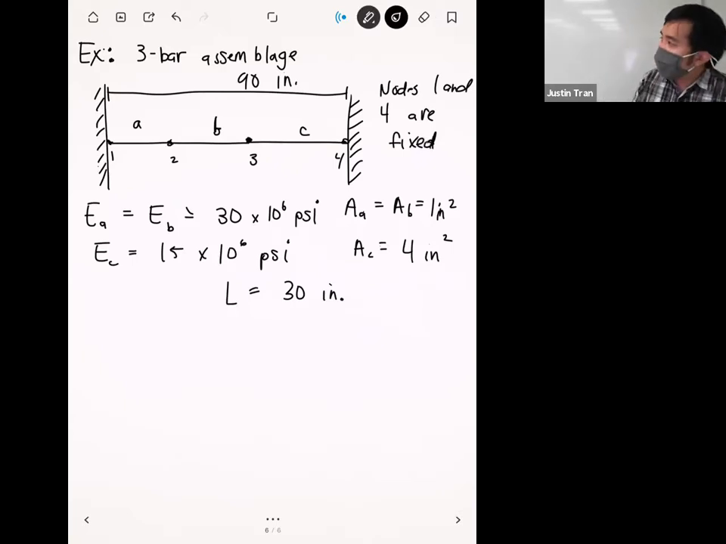All right, and so that's the setup for the problem. What we're going to do is use the direct stiffness method here in order to solve for the deformations of nodes 2 and 3.